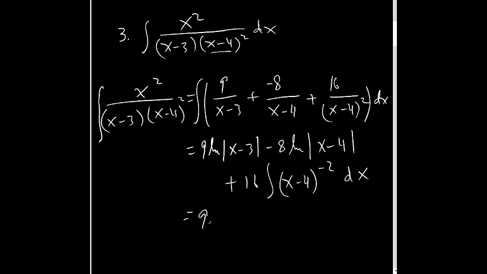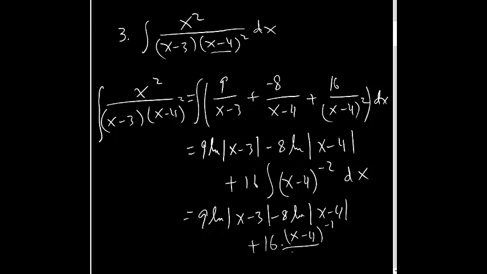So you get 9 natural log of x minus 3 minus 8 natural log of x minus 4 plus 16 x minus 4 to the negative 2 plus 1, so you'll get a negative there, plus a constant and you're done. If you want to do further simplification, you can write the last term as negative 16 over x minus 4, and we're done with this integral.